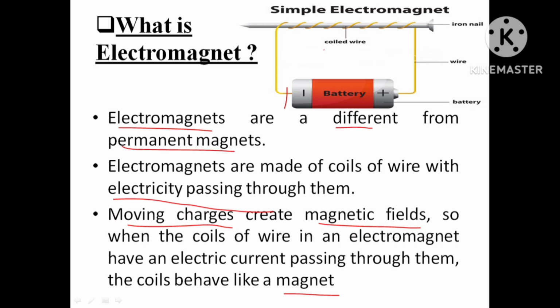When we disconnect the battery, this will not behave as a magnet. So due to the electric current passing through it, the behavior of the conductor changes to that of a magnet. This is called an electromagnet. Due to electric current, it is converted into a magnet, so it is known as an electromagnet.